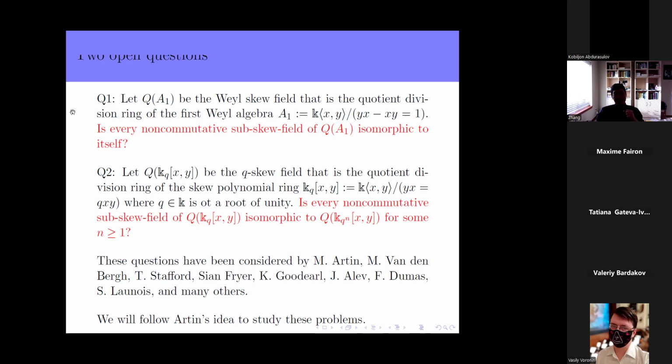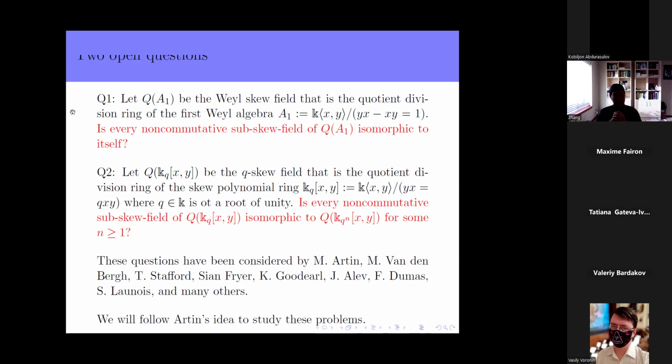This skew field has been studied by many people, and here is one still open question. The claim is that every non-commutative sub-skew field of this Weyl skew field is isomorphic to the Weyl skew field itself. Now, if we consider all sub-skew fields, including commutative ones, then of course commutative ones will not be isomorphic to the Weyl skew field. But every non-commutative sub-skew field of this Weyl skew field seems to be isomorphic to the Weyl skew field. So this is the first open question.